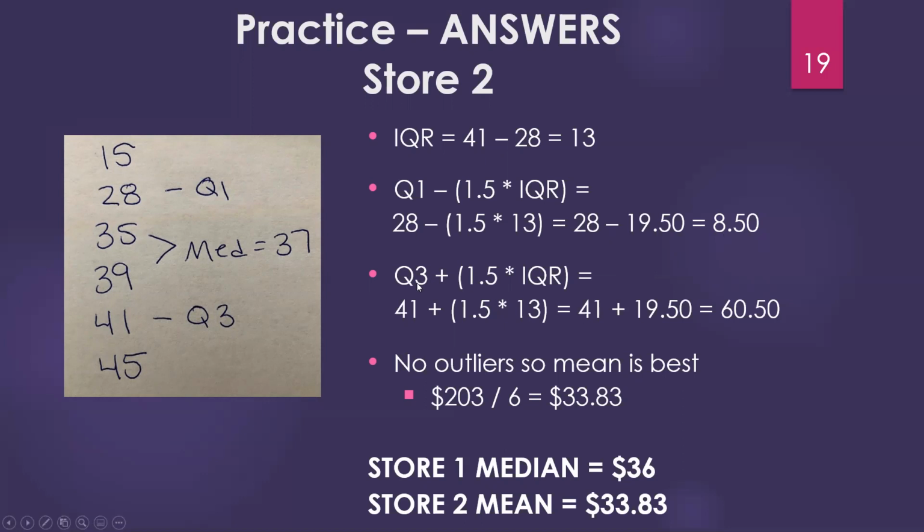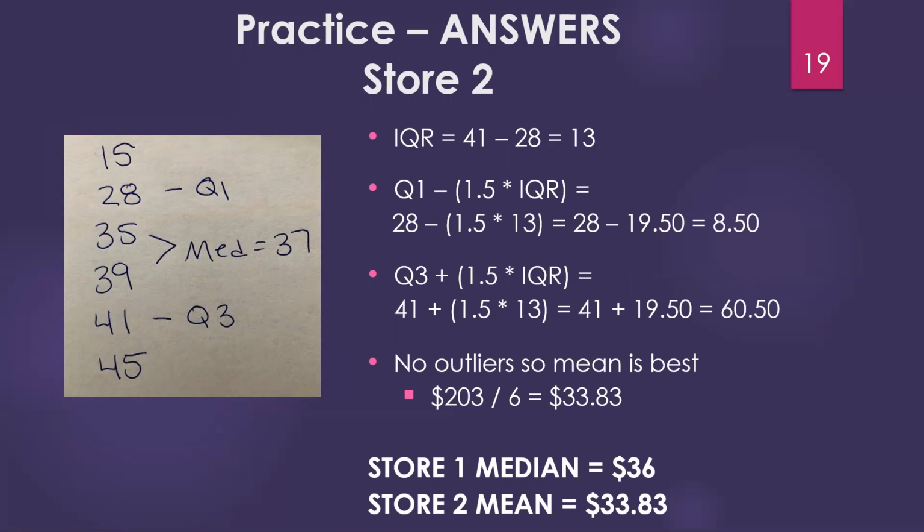The upper bound for an outlier is Q3 plus 1.5 times IQR. We plug in our Q3 value from over here, and our 13 as our IQR. Solve the math on that, and it gives us 60.5. Then we're asking, in the data set, is there a value that's less than 8.5? Nope. Is there a value that's greater than 60.5? Nope. So that means there are no outliers.